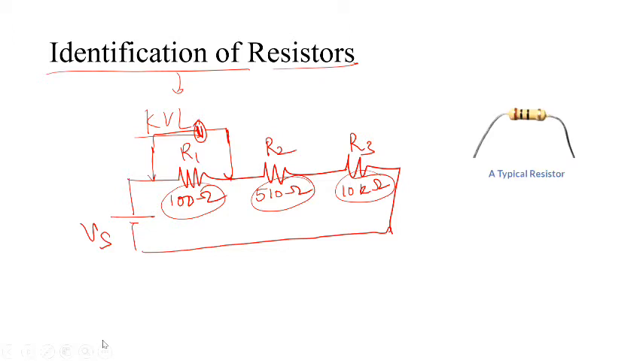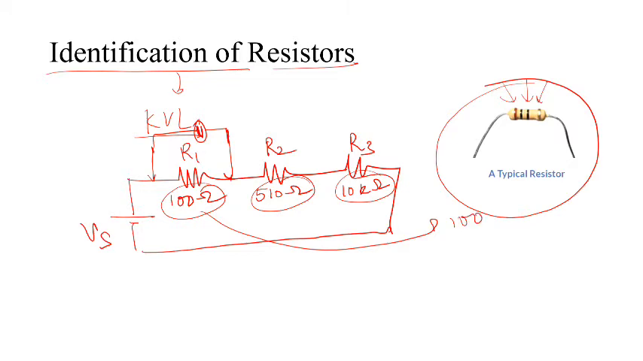This is what a typical carbon resistor looks like. There would be many resistors looking like this, having different color coding. Your first job would be to identify a 100 ohm resistor, a 510 ohm resistor, and a 10 kilo ohm resistor from it. Now, how will you do so? Because the value of the resistor is not mentioned here.